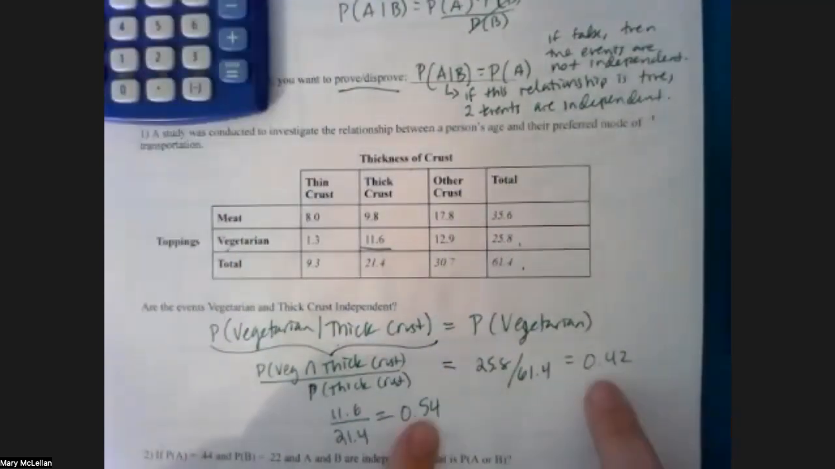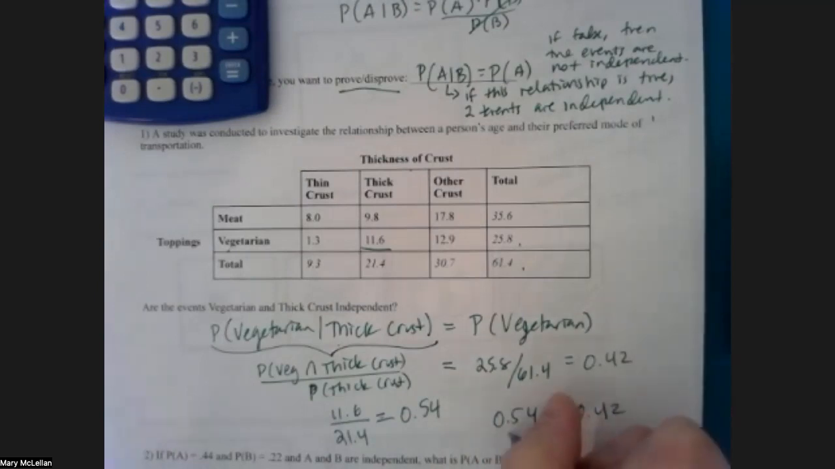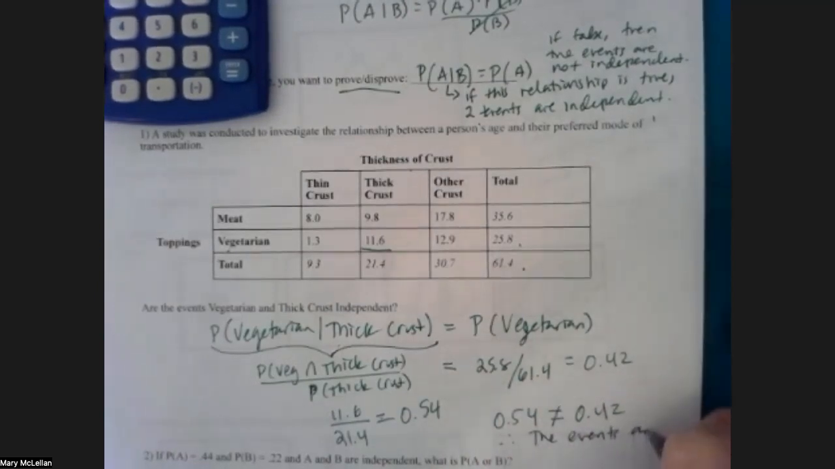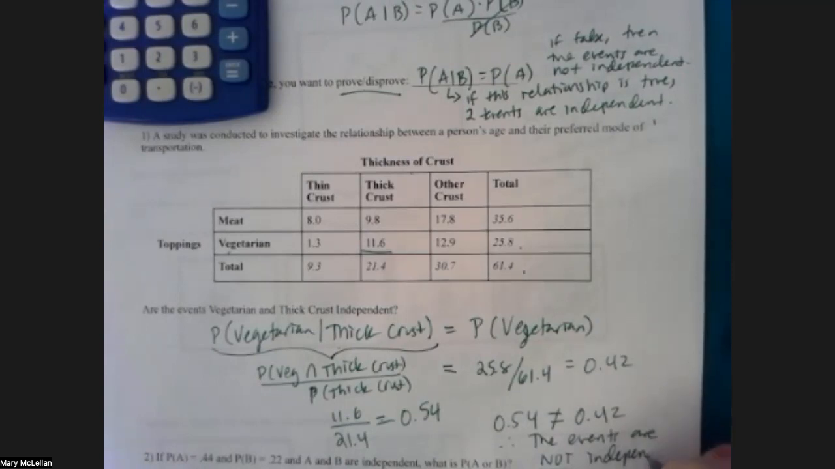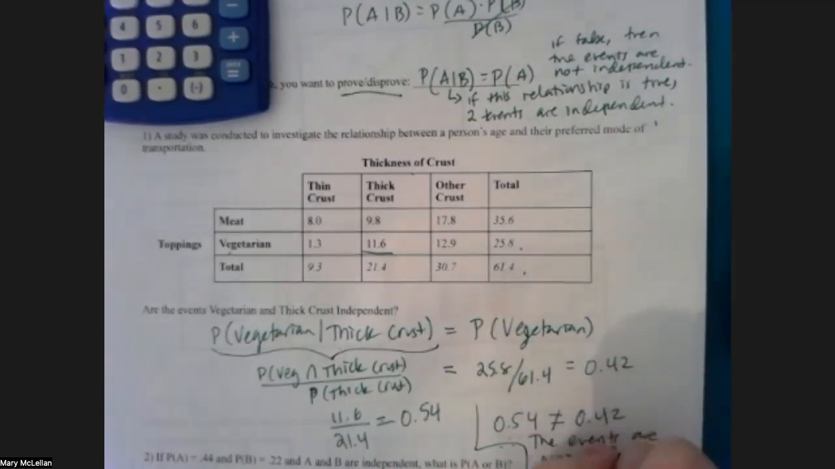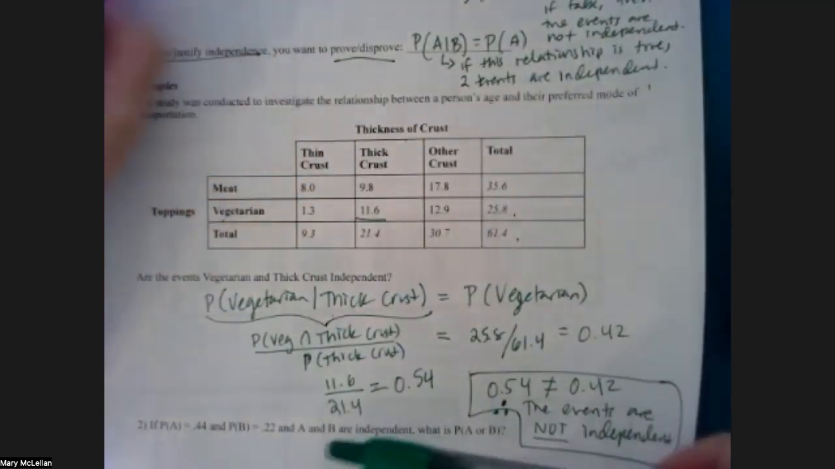Now, these are not the same number. 0.54 does not equal 0.42. Therefore, the events are not independent. Okay, last problem, and then we're done.